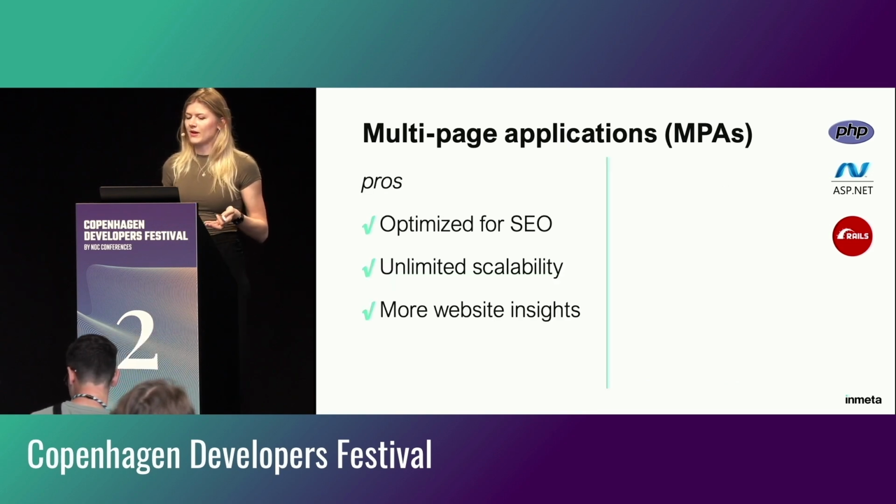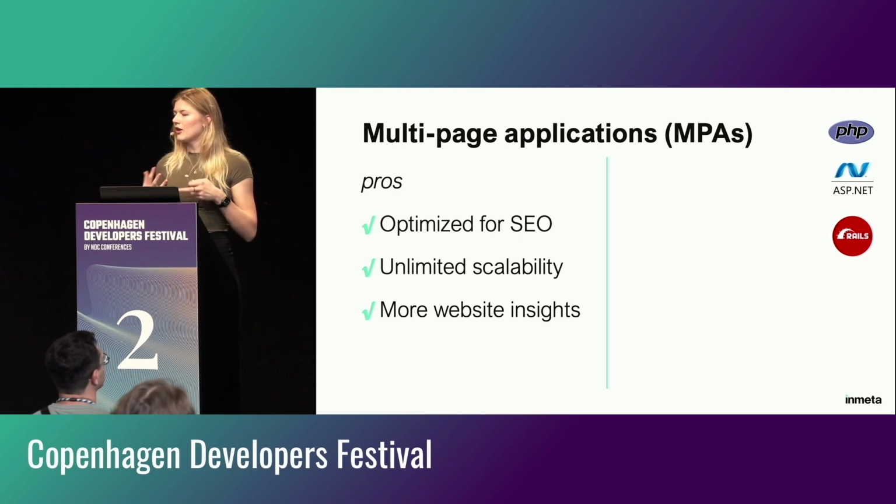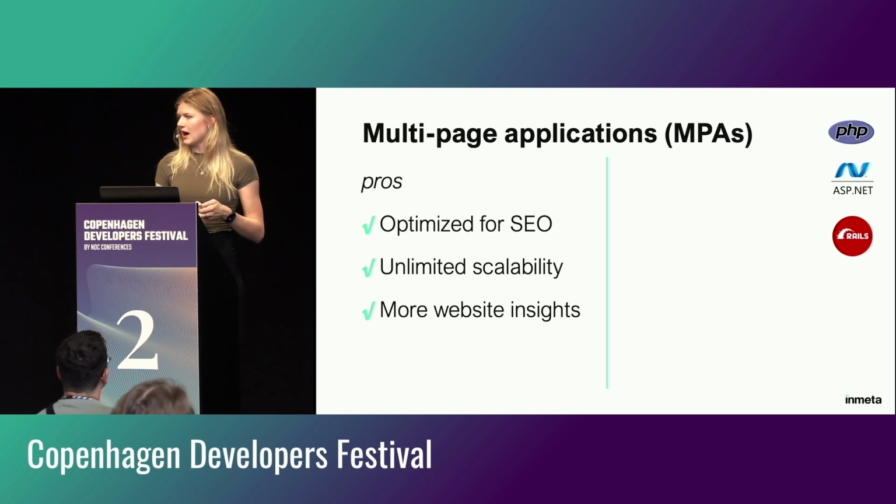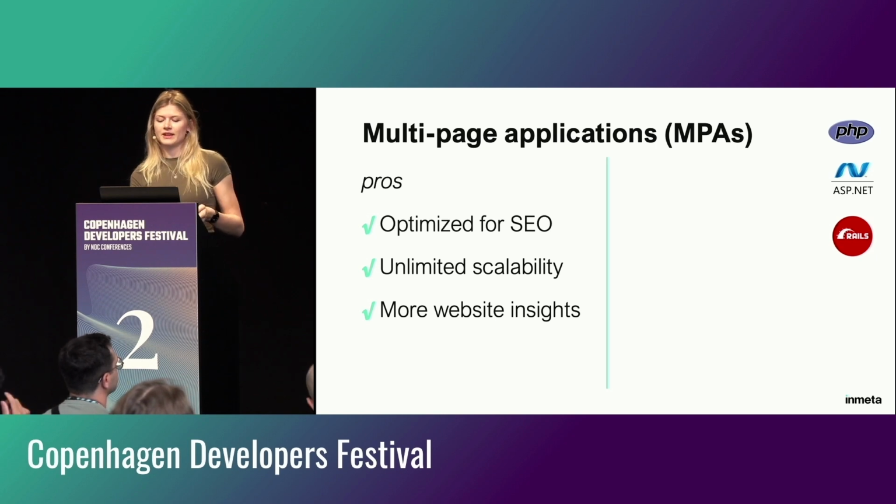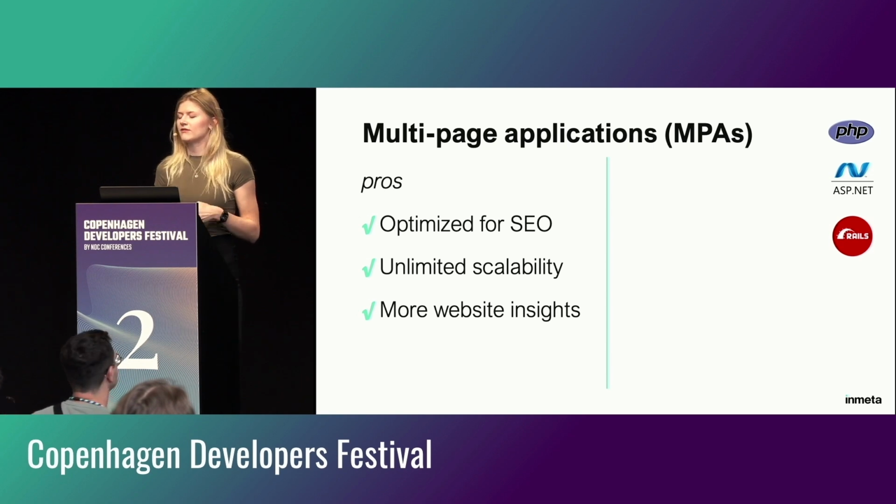So what are the pros of MPAs? Firstly, all the page content can be read and indexed by search engines because it's rendered HTML, allowing them to appear in search results and be optimized for it. Then there is no restriction on the number of pages that you can add. Performance will be the same, meaning they have unlimited scalability. And lastly, they can provide more website insights. For example, Google Analytics can create reports for each page.